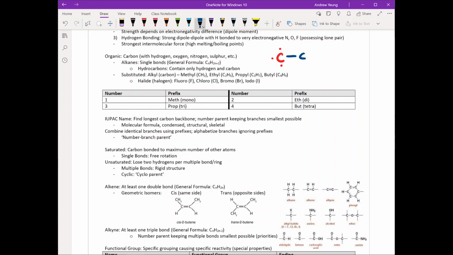So let's just tack on a few other carbons here. We can form a long carbon backbone. We can start forming rings. We can start doing double, triple bonds. We get a lot of variety in organic chemistry.